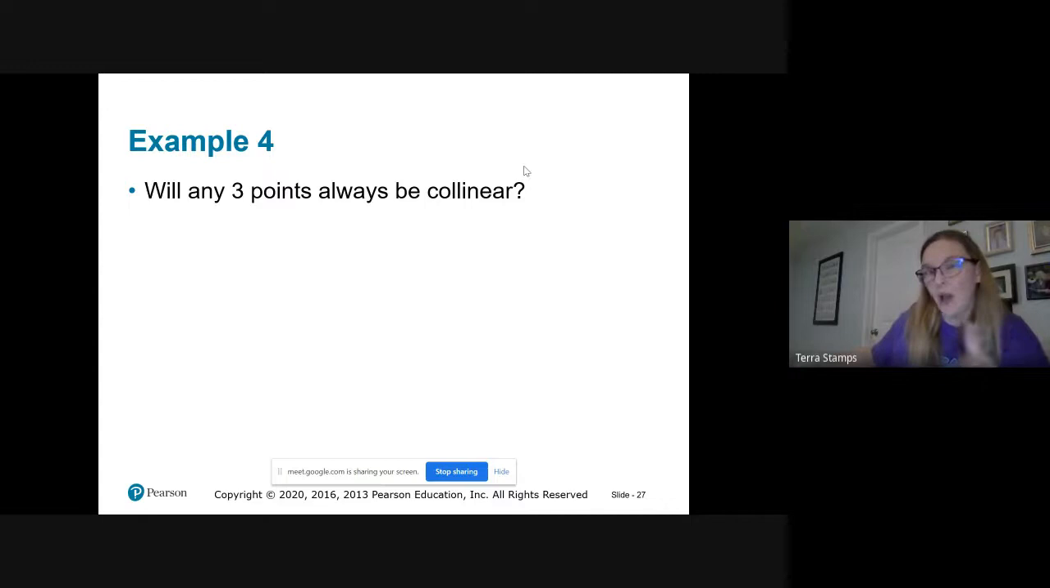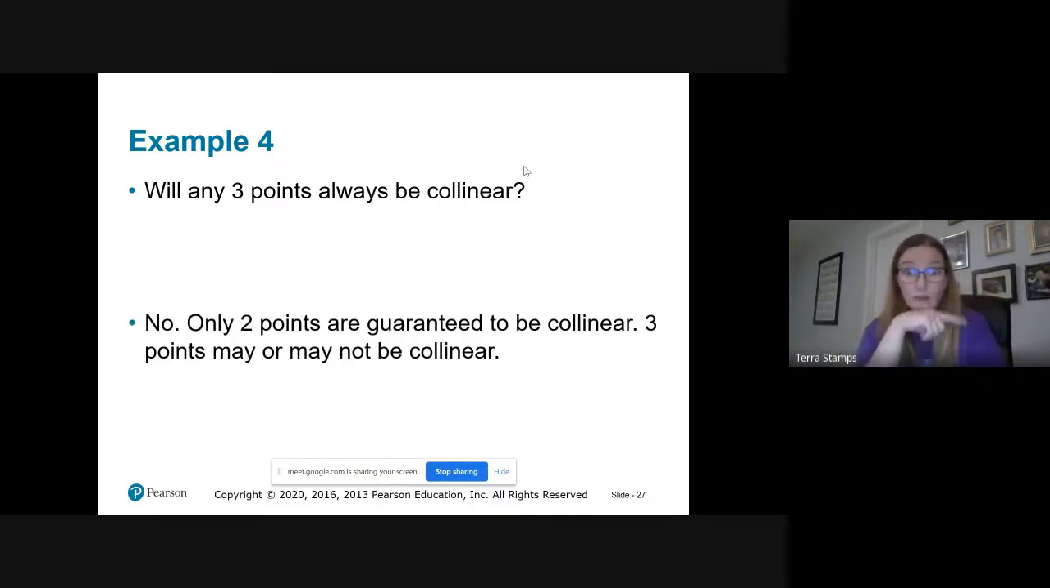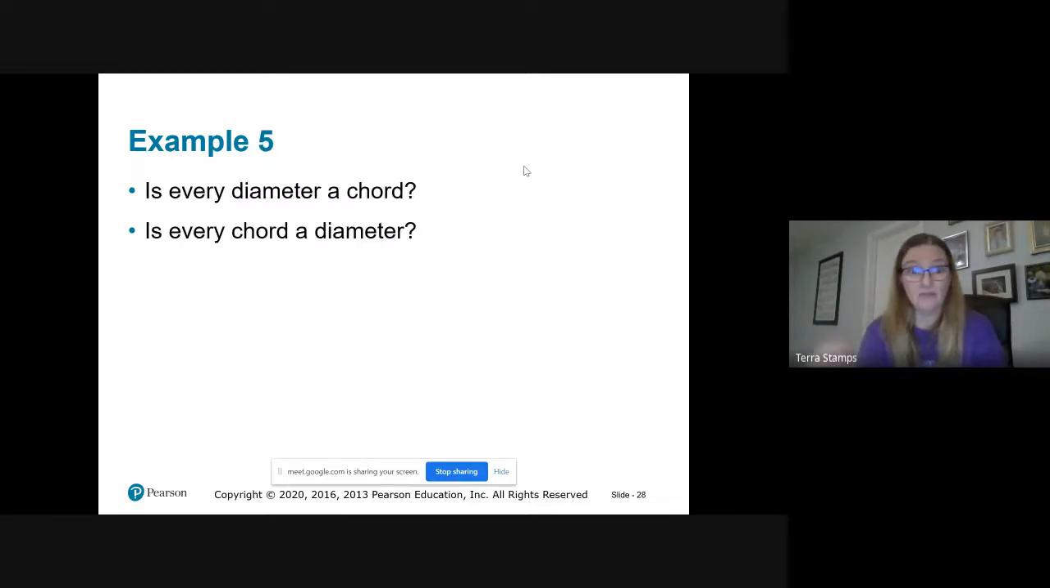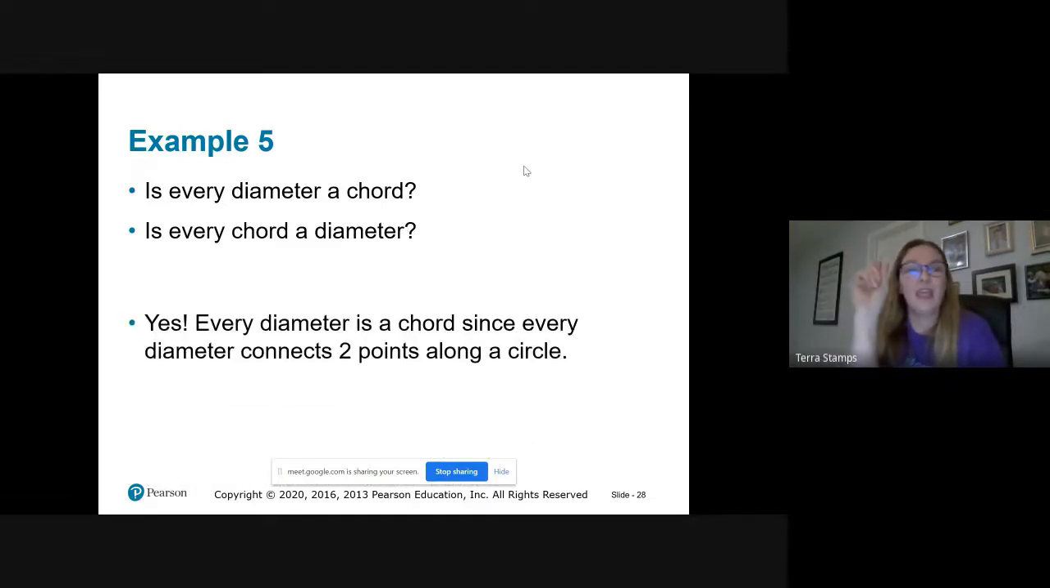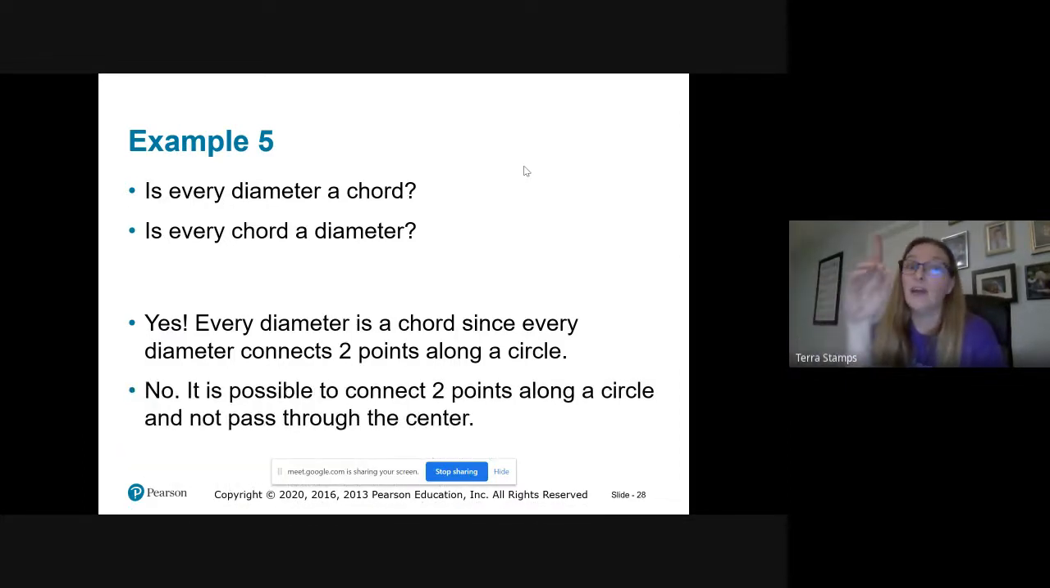Will any three points always be collinear? Will any three points always lie on the same line? No. Two points will, but three may or may not. Is every diameter a chord? Every chord a diameter? Every diameter is a chord because it connects two points along a circle. However, a chord does not have to go through the center. So is every chord a diameter? No, it is possible to connect two points along a circle and not pass through the center.